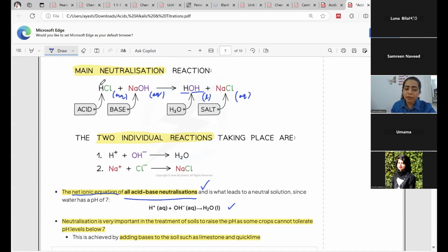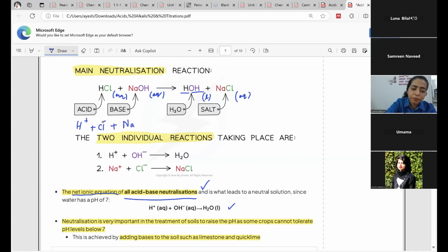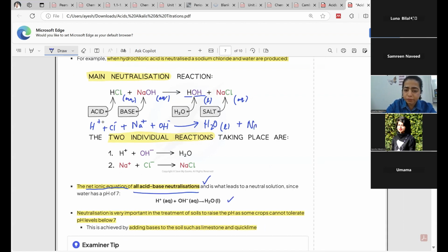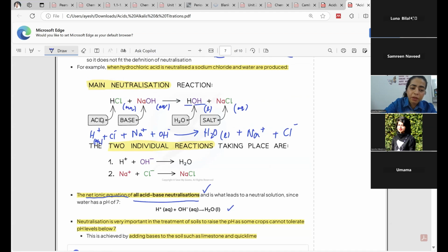Okay, you can split them into ions, right? Can you tell me the ions for HCl? Yes, H and Cl: hydrogen positive and Cl negative ions, both aqueous as well. NaOH is going to split into Na positive plus OH negative, and then water will remain as it is, H2O liquid. Then NaCl will split into Na positive plus Cl negative, right? Don't forget to write aqueous with all these ions. Even after making these ions, you have to write the symbol aq with all.